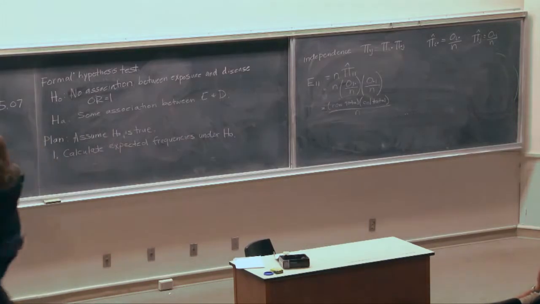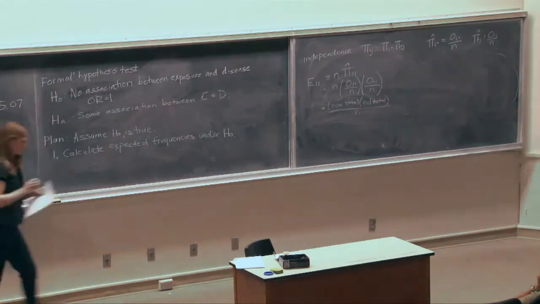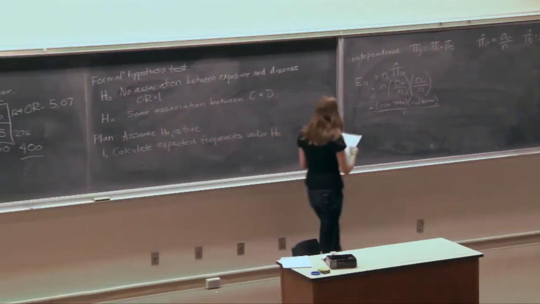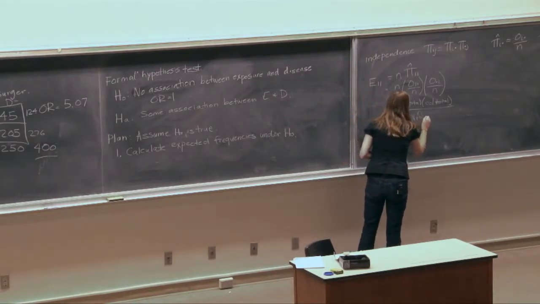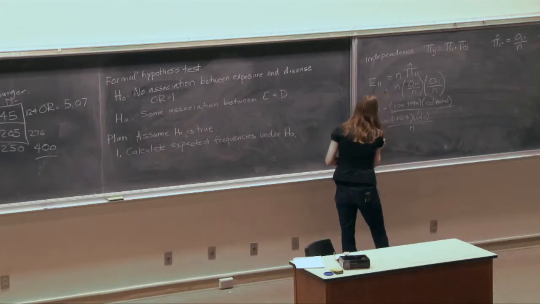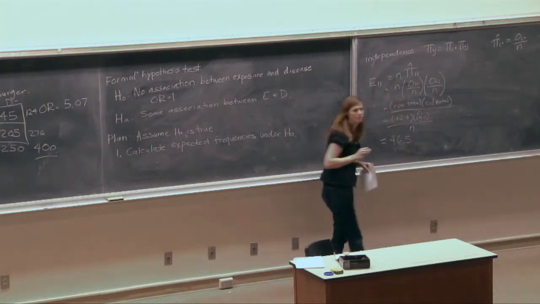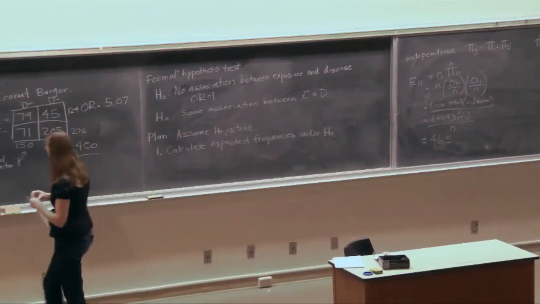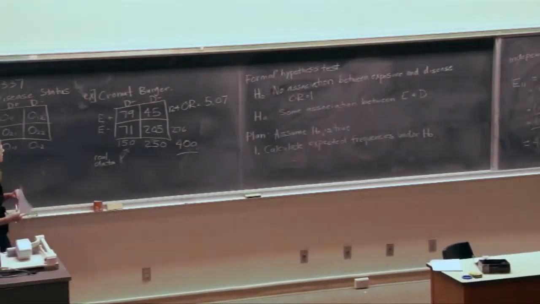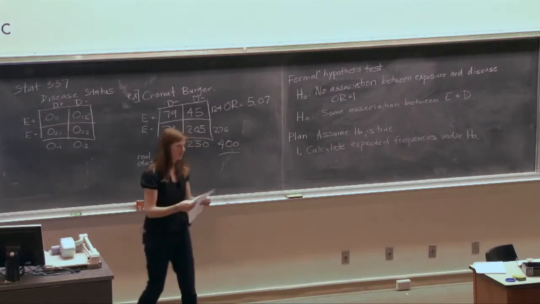So maybe I'll put some row totals here. 124 and 276 are my column totals. So my expected number here is going to be 124 times 150 over n, which is 46.5. So I would have expected 46.5 individuals to have had the disease and gotten sick if there was no association.